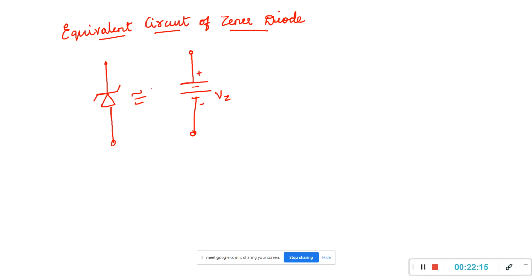So students, when the breakdown occurs, then IZ may increase from IZ minimum to IZ max, but voltage across the Zener remains constant. So here, when the breakdown occurs, the current increases, but the voltage essentially remains constant. Hence actually the internal Zener impedance decreases as the current increases in the Zener region. But this impedance is very small. Hence ideally the Zener diode is indicated by a battery of voltage VZ.